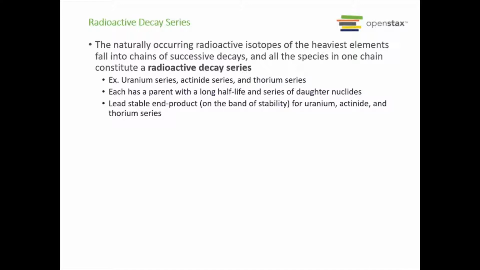There's also the neptunium series, but it's not significant because everything has really short half-lives. Every series has a parent with a long half-life and then a series of daughter nuclides. What's interesting about these three in particular is all of them have an isotope of lead as their stable end product. These are all on the band of stability, and they all end at an isotope of lead.